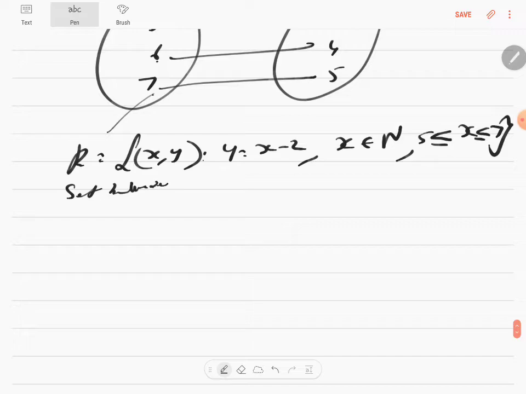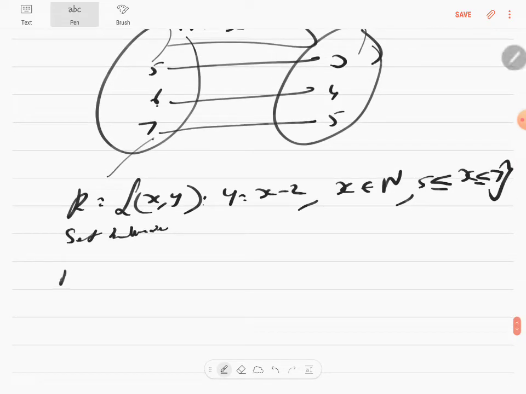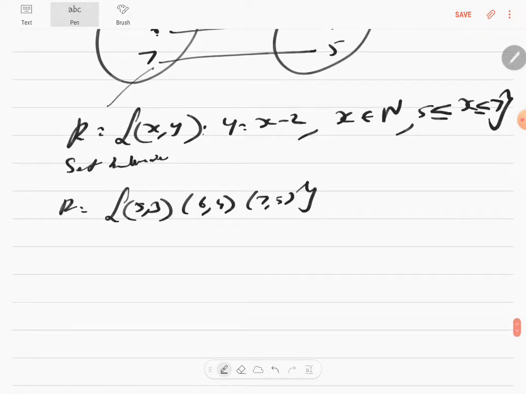Write this relation in set builder form and also roster form. How do you write in roster form? It's {5, 3, 6, 4, 7, 5}, that is what is called roster form. So let's go to the fifth question.